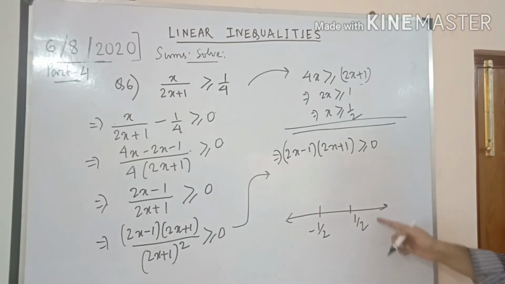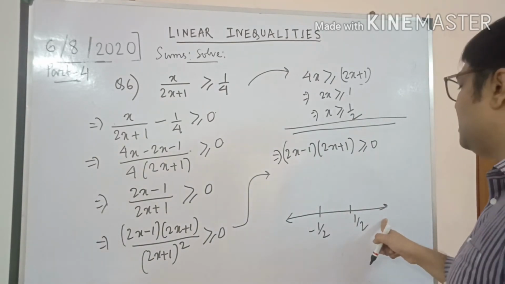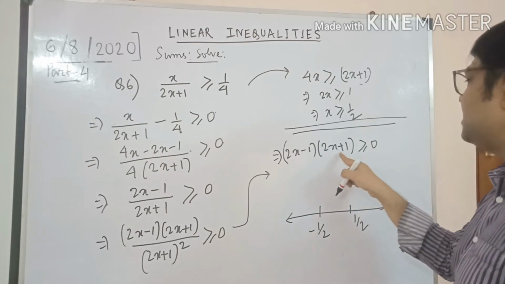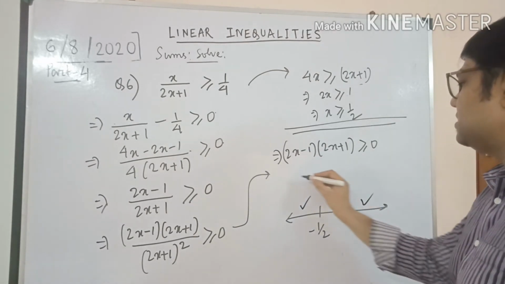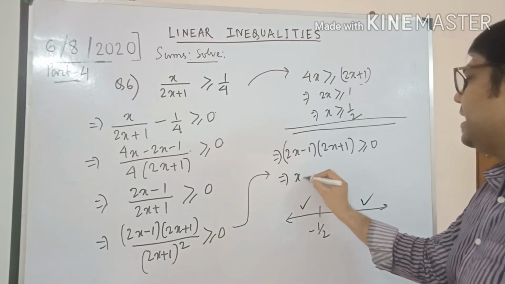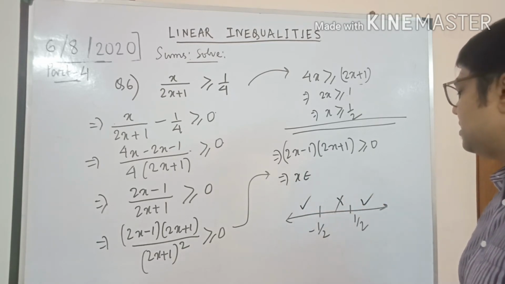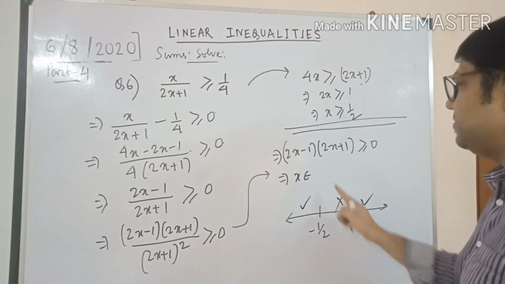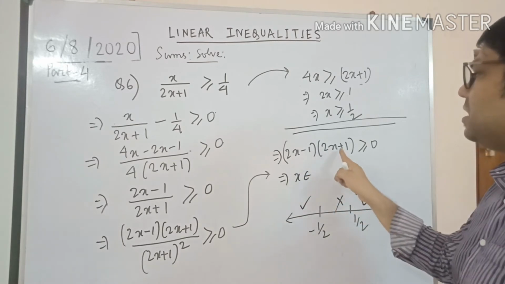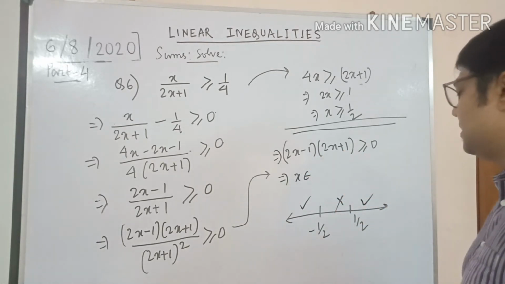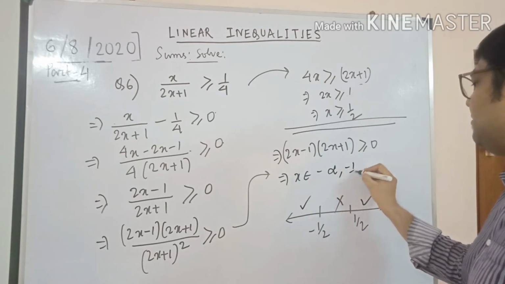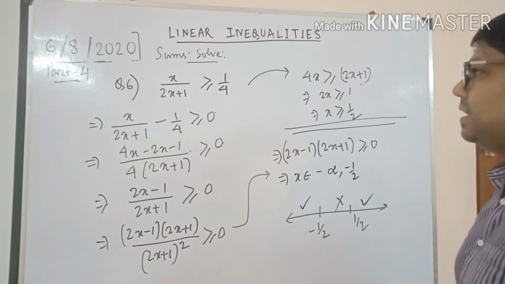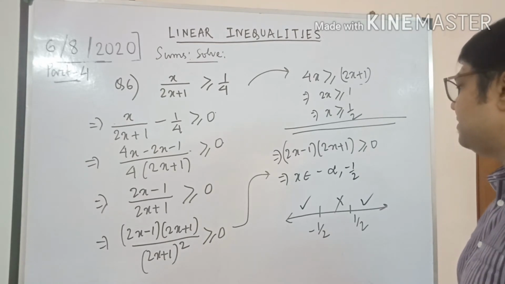If you put a value more than this, say some value like 5, this is positive, this is positive. So this is taken, this is taken. So that means you get x belongs to... this is not taken, this is not satisfied. We put a 0 over here, the product will be minus 1. So simple, it's minus infinity to minus half.